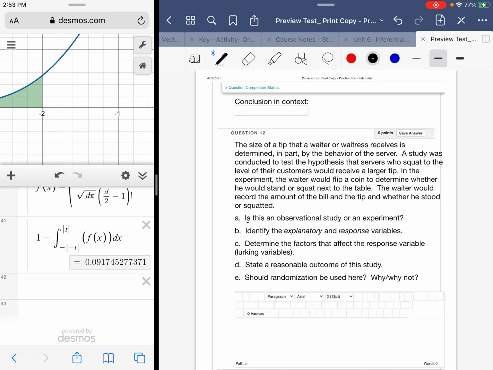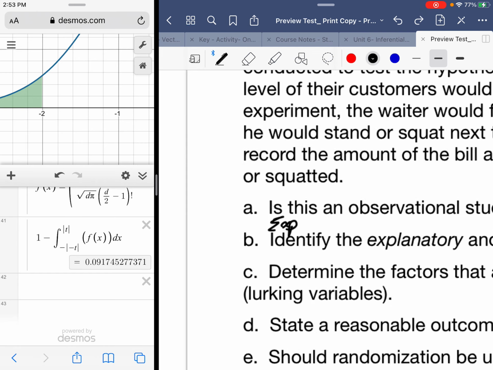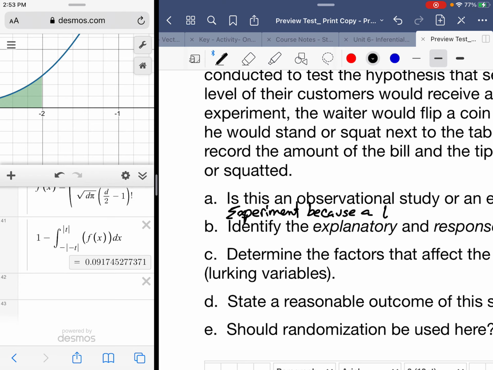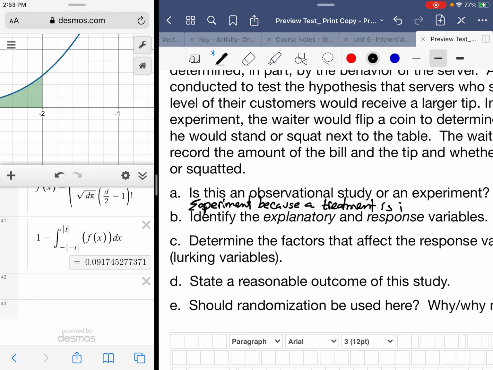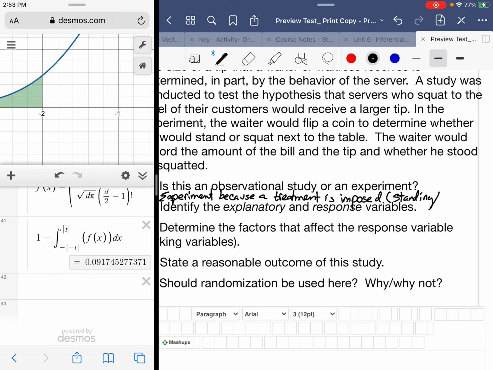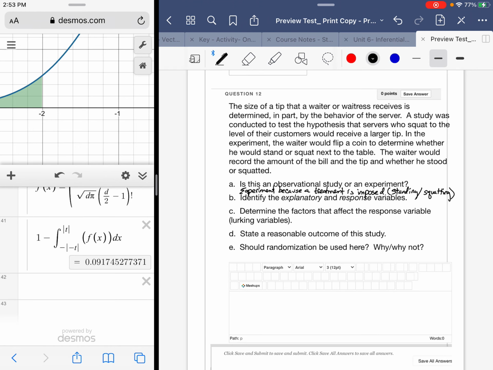Well, this would be an experiment, because a treatment is imposed, and that's the whole idea of sitting or standing or squatting. It's the cause to determine an effect.